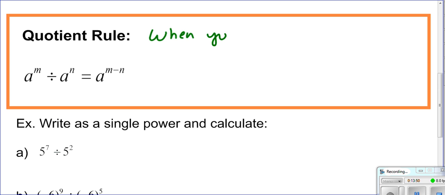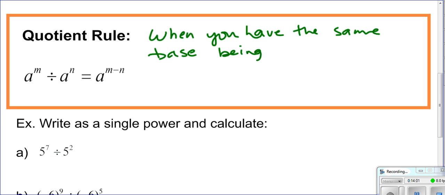When you have the same base being divided, you subtract exponents.